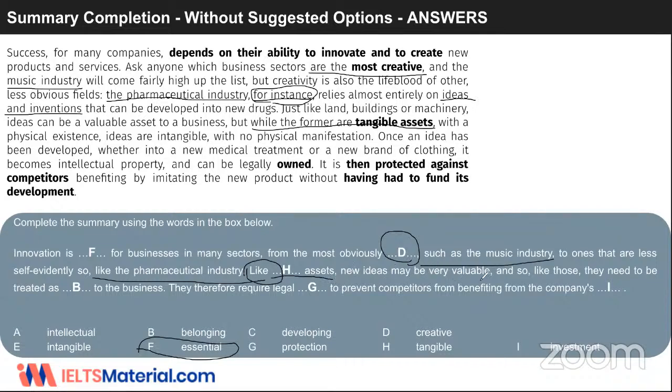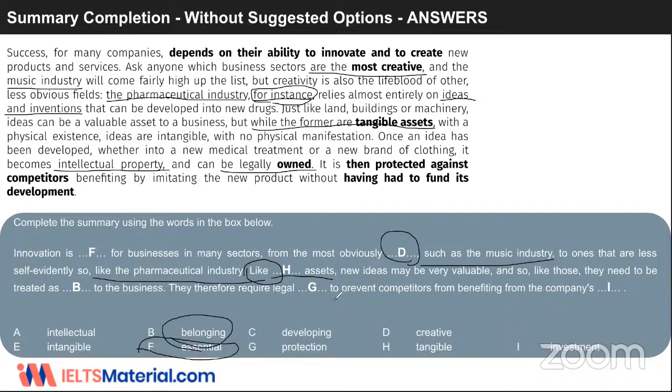And then new ideas may be very valuable. And so like those, they need to be treated as dash to the business. They need to be treated as intellectual property to the business. Now, we have taken the answer as B. What is the meaning of intellectual property? It is belonging. The meaning of intellectual property is belonging. That is why we have taken one word for intellectual property, and that can be legally owned.